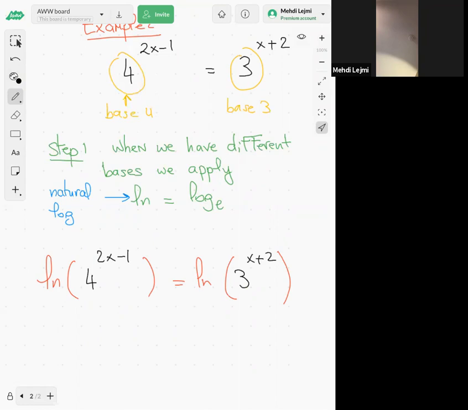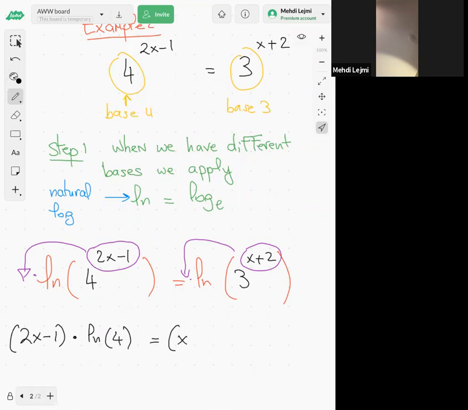All right, so the idea next is the same. We can bring down the power 2x minus 1 to the front of the log, and the same for the x plus 2 to the front of the log. So we're going to have 2x minus 1 times natural log of 4 equals x plus 2 times natural log of 3.